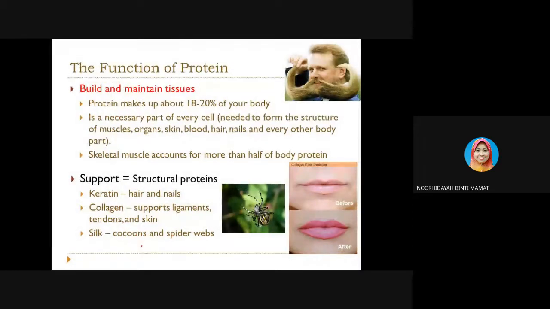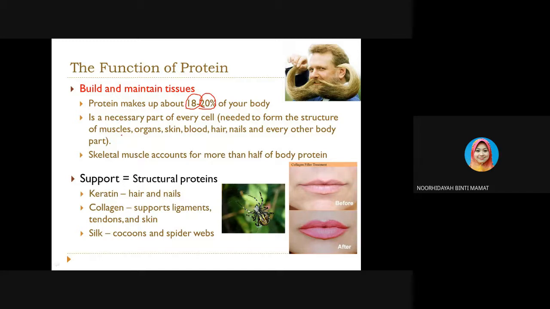So the functions. Just now we already learned about the structure, what protein is about. So we now move to the functions of protein. As we know, proteins are important to our body because they function in all the metabolism of our body. The first one is to build and maintain tissue. Proteins make up about 18 to 20% of our body, and are a necessary part of every cell.